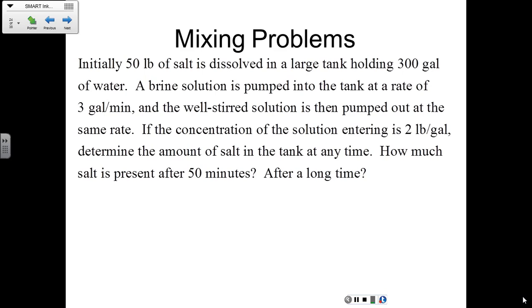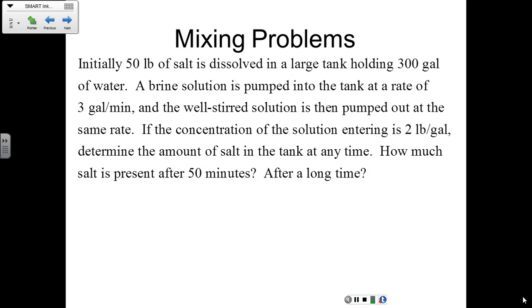If the concentration of the solution entering is 2 pounds of salt per gallon, determine the amount of salt in the tank at any time. A model for the amount of salt in the tank at any time. How much salt is present after 50 minutes of this activity. And then how much salt is present after a long time? How long is a long time, right? Well, let's look and see what happens here.